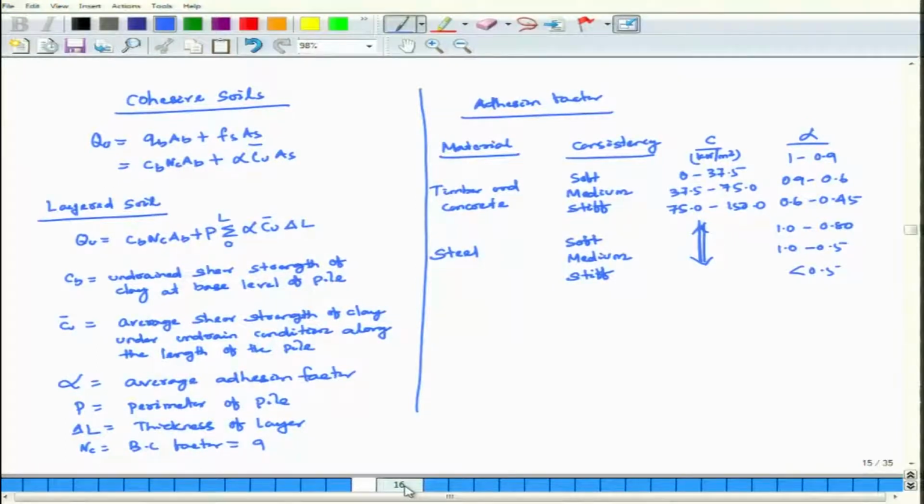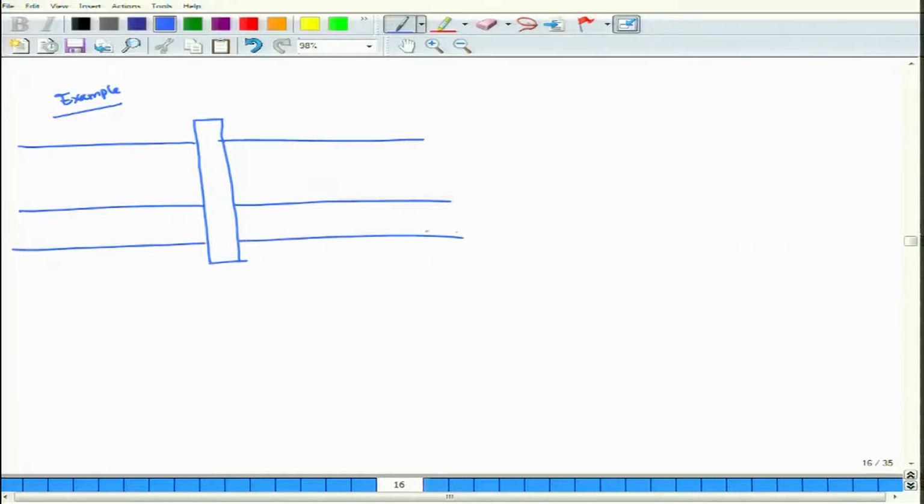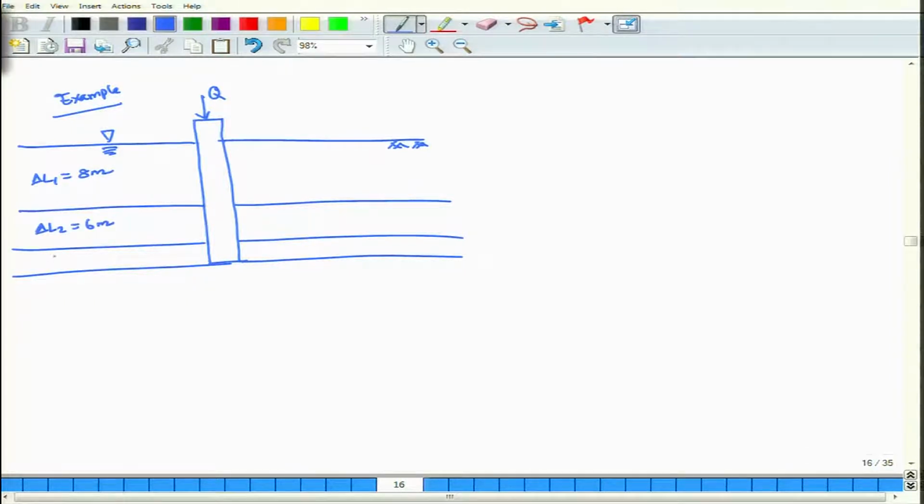Now we will solve one example. Look at here. There is a water table at the ground surface, and this is my ground surface. There is a load Q, and here delta L1 is equal to 8 meter, delta L2 is equal to 6 meter, delta L3 is equal to 2 meter.